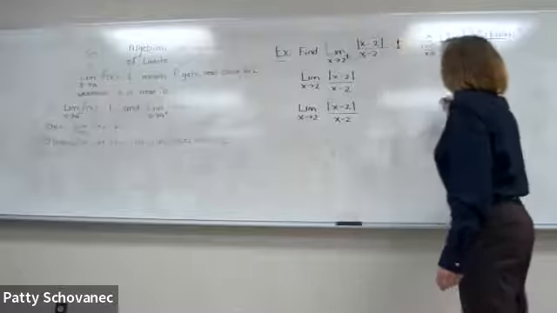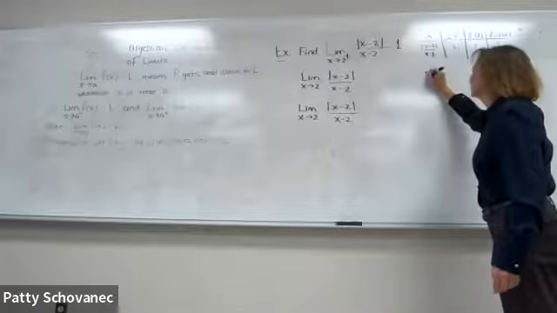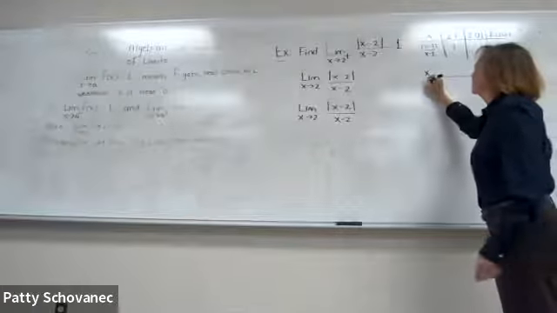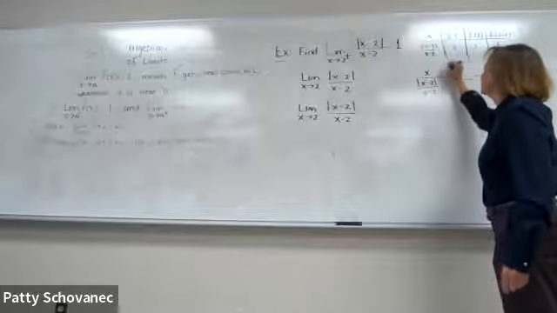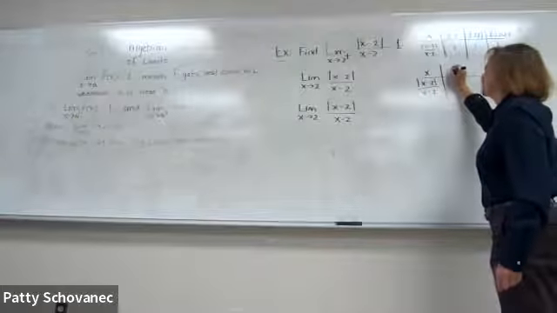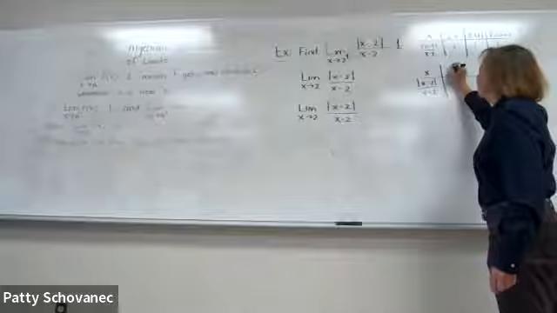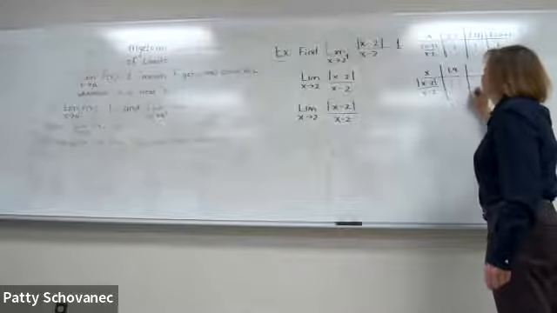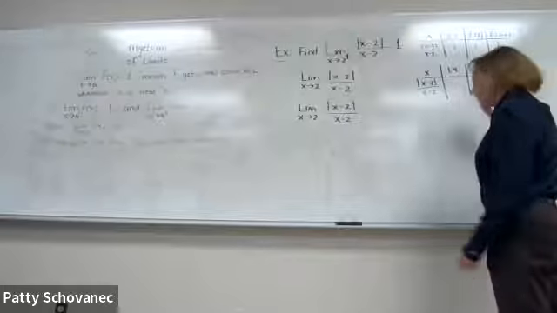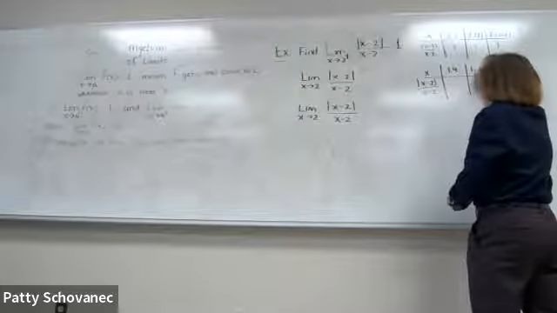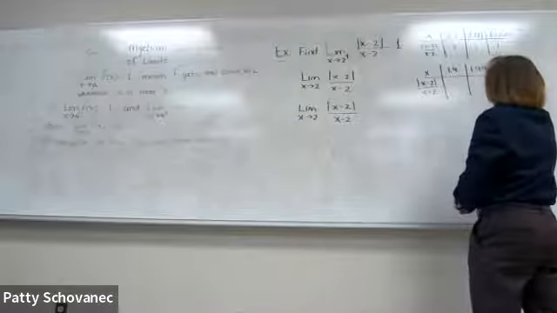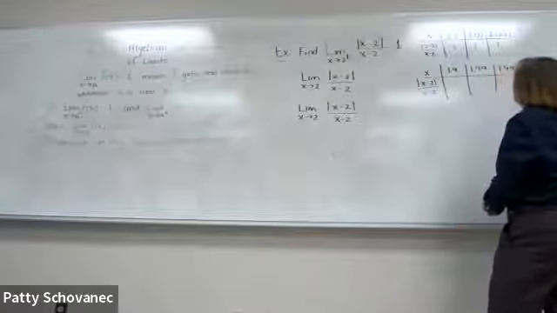Okay, what will be different if I pick numbers that are smaller than 2? Anything? So smaller than 2. Let's go with 1.9, 1.99, 1.999. Those are all approaching 2.